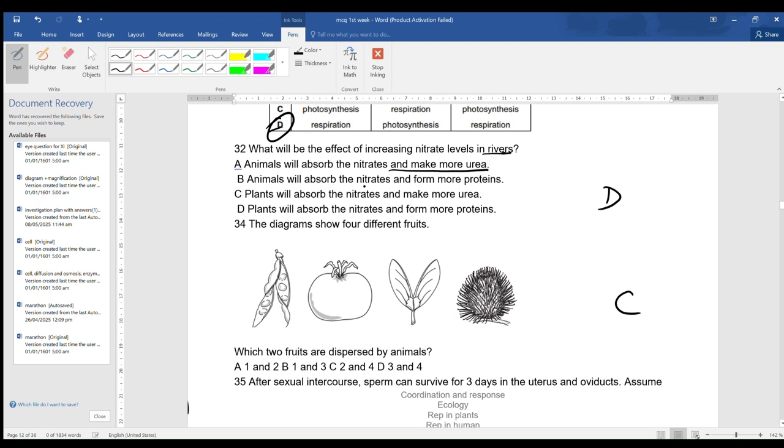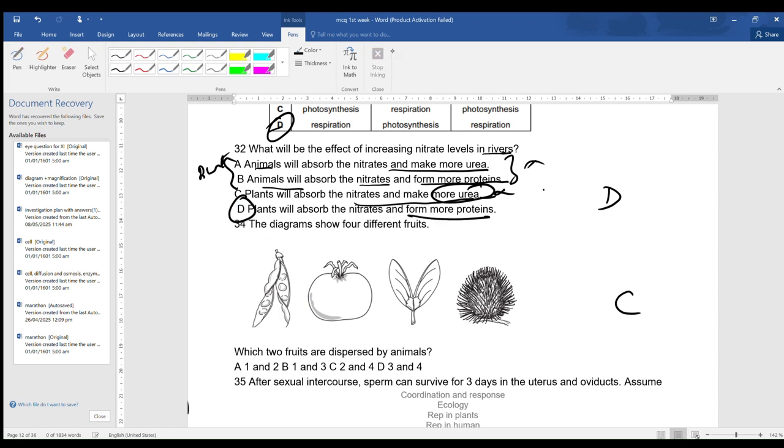Animal will absorb the nitrates and form protein. Animal will not absorb nitrate. Always the plant will absorb nitrate. Okay? Therefore, both of them are wrong. Plant will absorb nitrate and make more urea. Plant will not form urea. That's why it is wrong. Plant will absorb nitrate and form proteins. That's why D is correct.